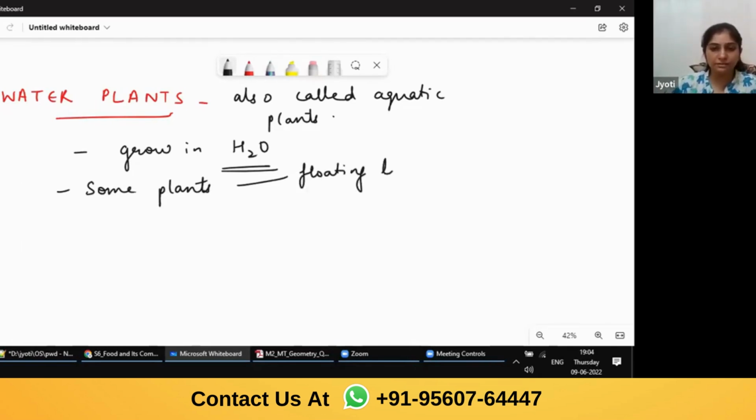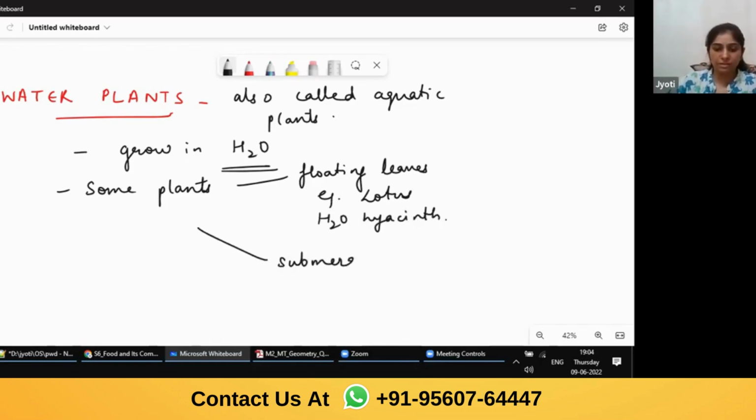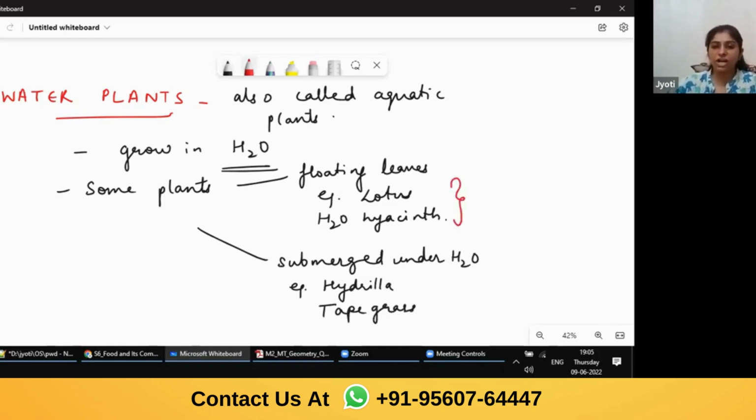Then there are some plants which are floating. Floating leaves, for example, lotus, water hyacinth. These are the examples of the plants which are floating, and the other is submerged, completely submerged under water, which means it is underwater. For example, there is hydrilla and tape grass. These are the examples of the plants which are totally underwater.